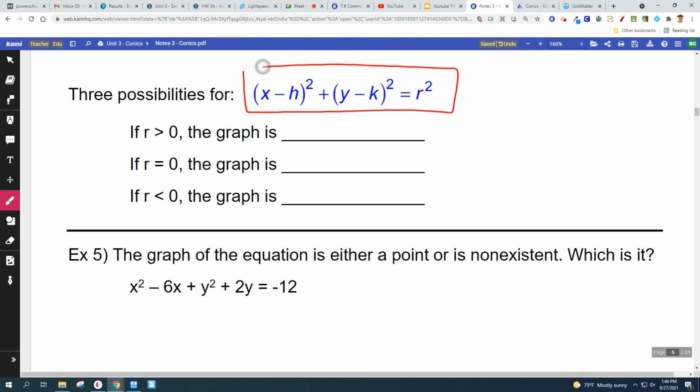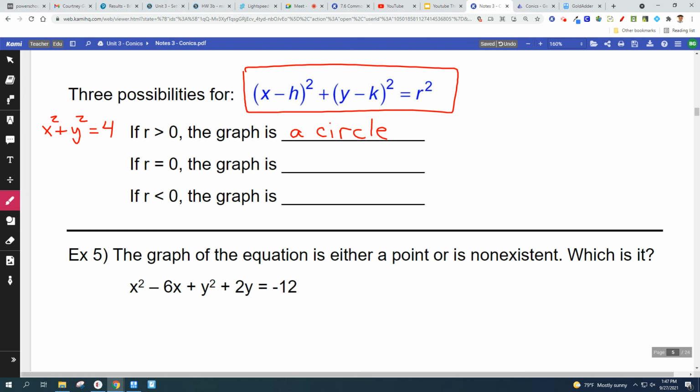This is my equation of my circle, right? And there are some interesting things that could possibly happen. If r is greater than 0, that's like what we've seen, when we had x squared plus y squared equals 4, we can see that this is a circle. The graph is a circle. Nothing interesting or unusual about that. That's like all the other examples.